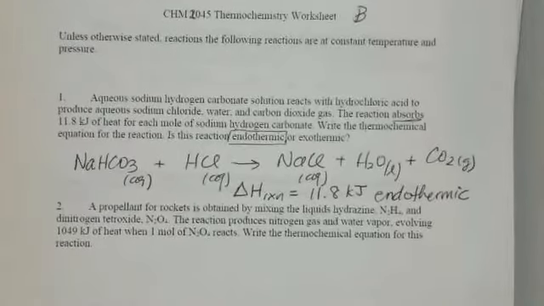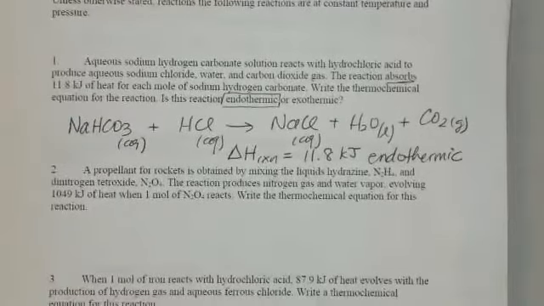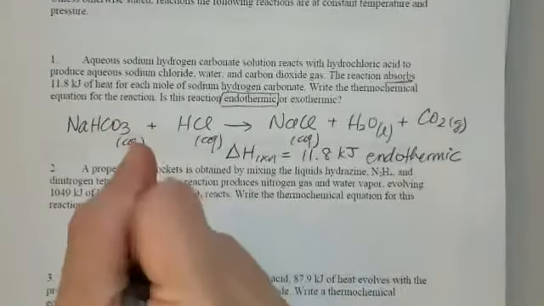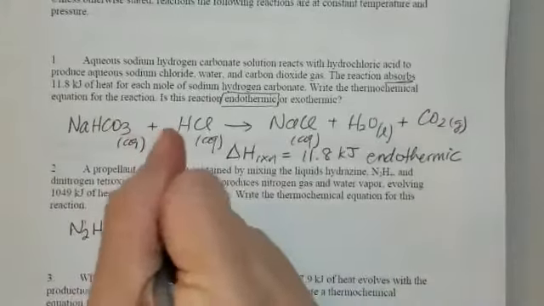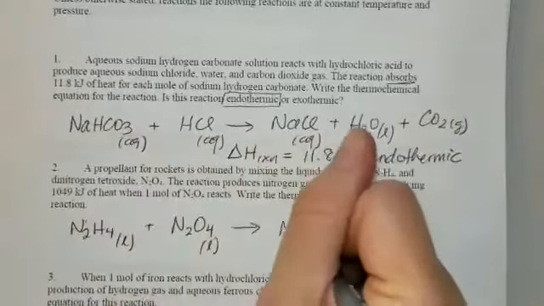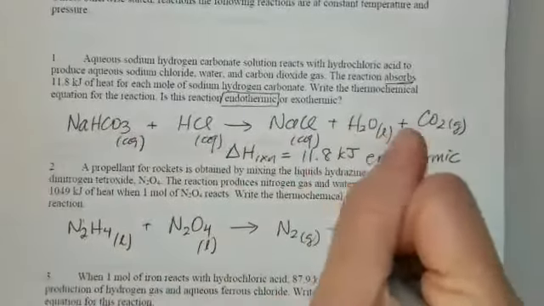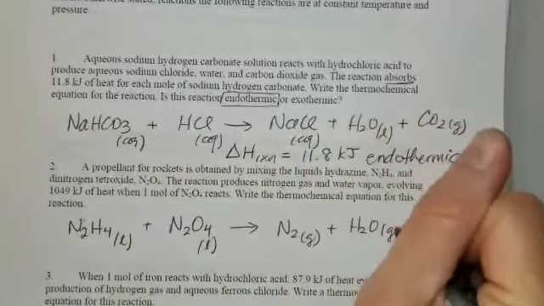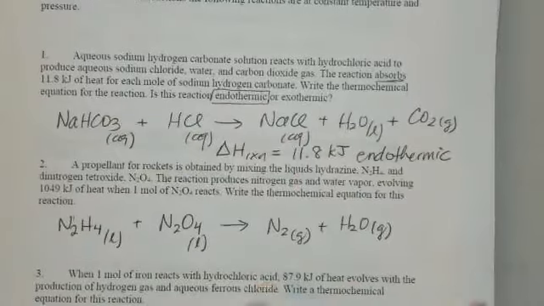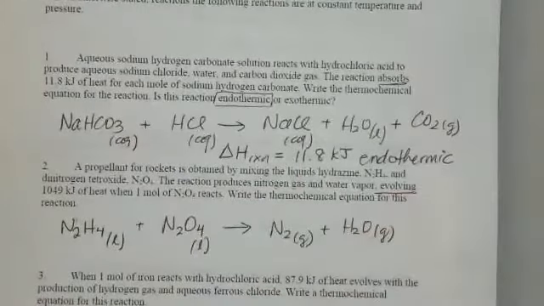So if we look at another one, it says a propellant for rockets is obtained by mixing hydrazine, N2H4, which the question tells us is liquid, and N2O4, dinitrogen tetraoxide. The reaction produces nitrogen gas, N2, and water vapor, so the water is coming out as steam, and it evolves 1049 kilojoules of heat when 1 mole of the N2O4 reacts.